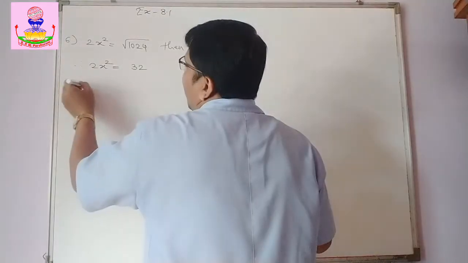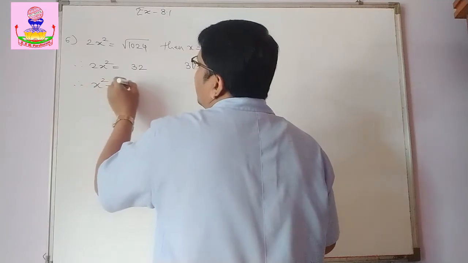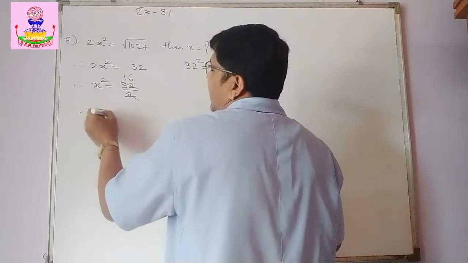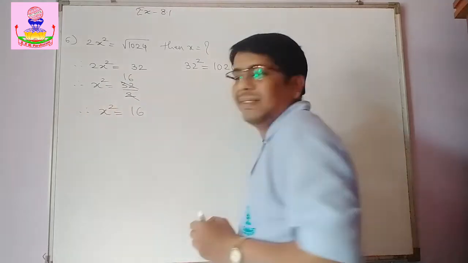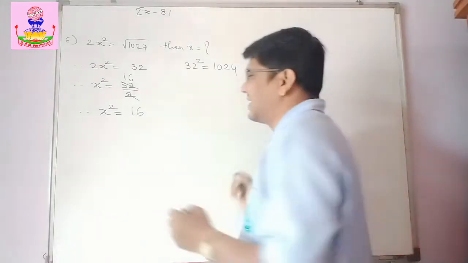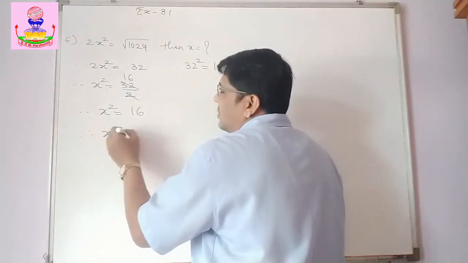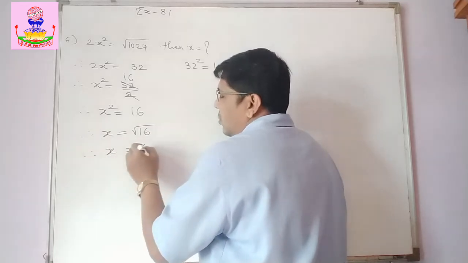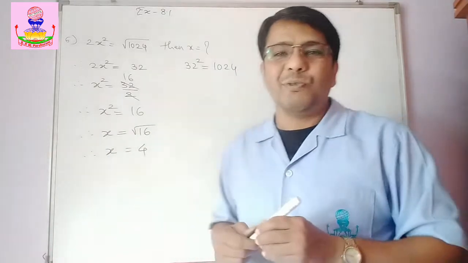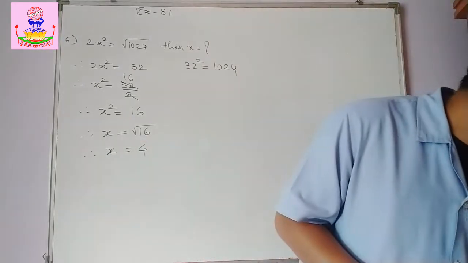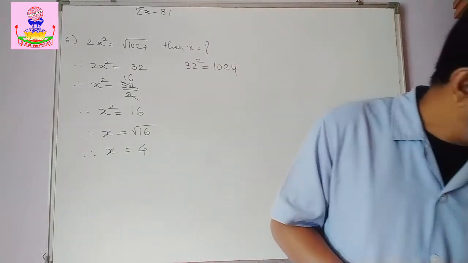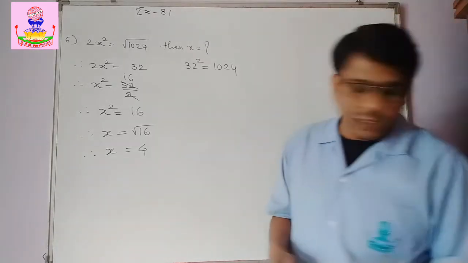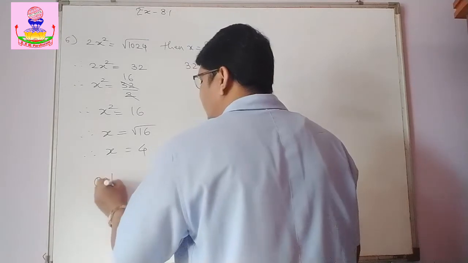Now divide both sides by 2. So you will have x square is equal to 32 upon 2. So 2 16s are 32. So x square is equal to 16. Take square roots from both sides. So x is equal to the square root of 16. So therefore x is equal to 4. So the value of x is 4. Option number 4. Option 4.